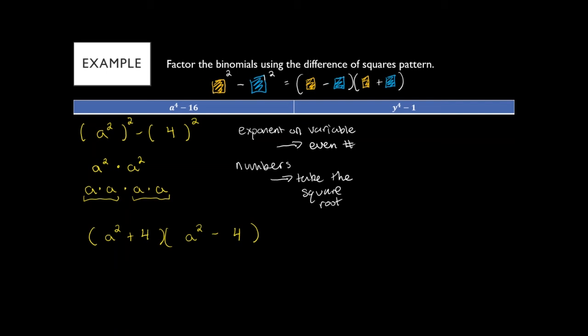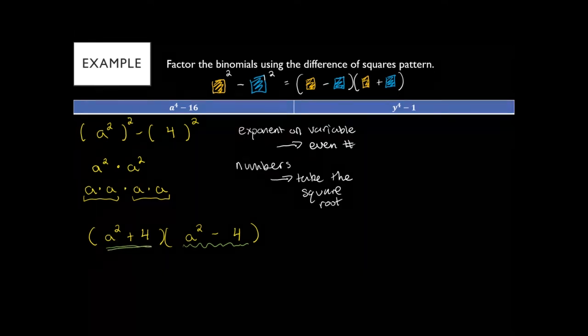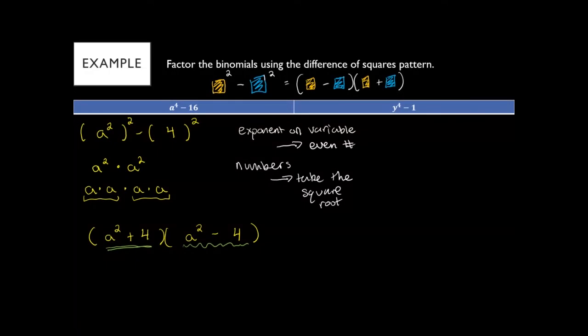Now, I want you to notice right here, a squared minus 4. This is another difference of squares because 4 is equal to 2 squared. So we can break the a squared minus 4 further. We can factor that part and get even more pieces. The a squared plus 4 we can't factor. If there's a plus, it does not fit our pattern. That can't be split up, so that has to stay the same.